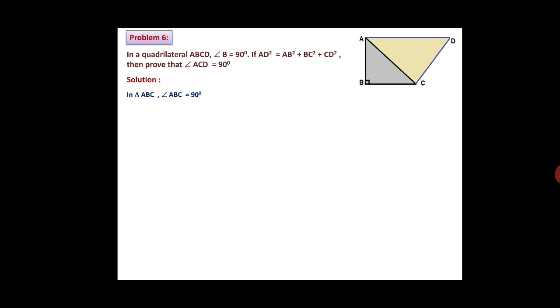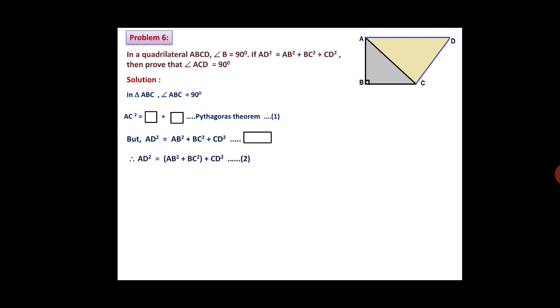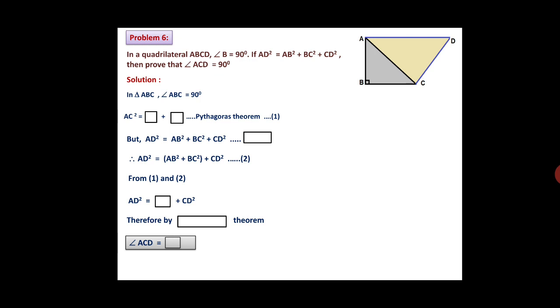In triangle ABC, angle B is 90. Therefore, by using Pythagoras, AC square is equal to, that you have to write in the box. But AD square is given as AB square plus BC square plus CD square. I have kept AB square plus BC square in one bracket, since it has some value that we are going to consider. Therefore, AD square is equal to box plus CD square. Therefore, by the dash dash theorem, you get angle ACD as so and so, that we have to prove is 90.